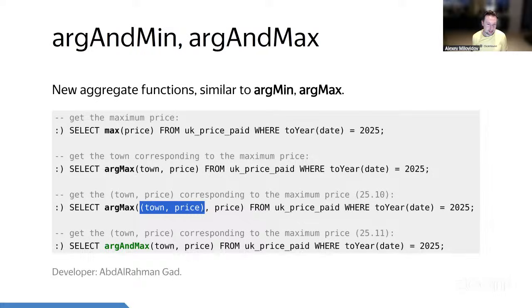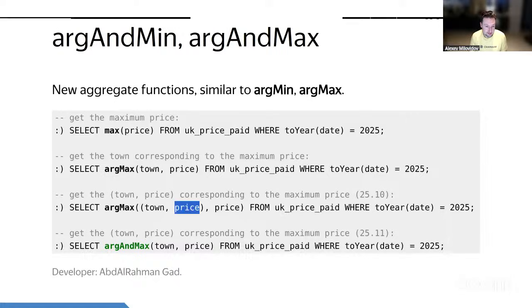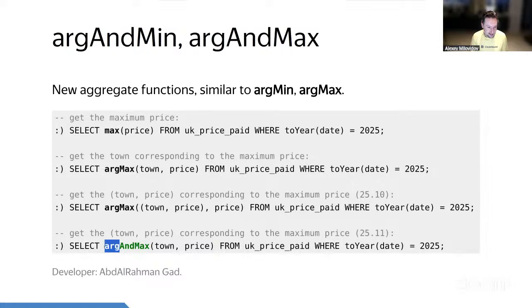But the point is, it is not so efficient. It will allocate memory for price and then for price again. And it's not so natural. You have to write it twice. And for this reason, we have a new function, argAndMax. It is similar to argMax, but it will return both the arg and the max in a tuple. That's pretty easy. I'm not even going to show it to you.